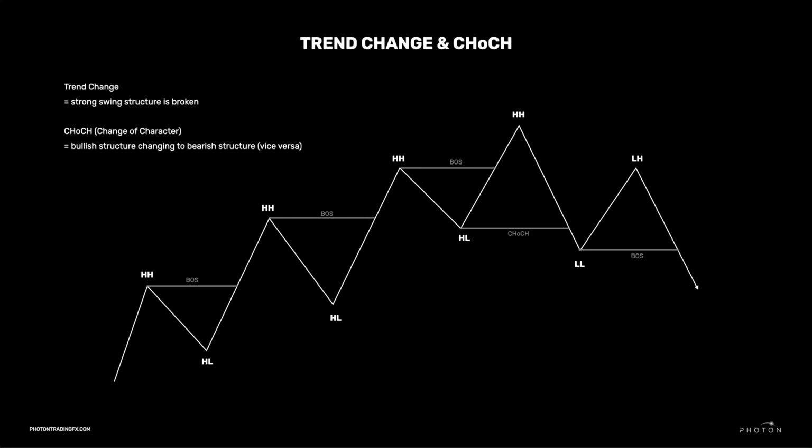So a change of character is when we see a failure of expectational order flow because bullish structure starts changing to forming bearish structure, right? And vice versa. So if price is trending to the upside in a bullish market, and then we see that a strong low gets taken out, so that we see a swing break of structure to the downside, then this first break of structure is defined as a change of character, and we now have a confirmed bearish trend change because price has formed a lower low after a series of higher lows.